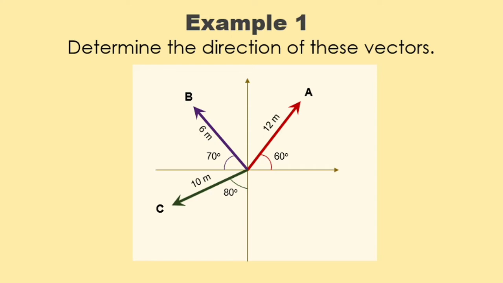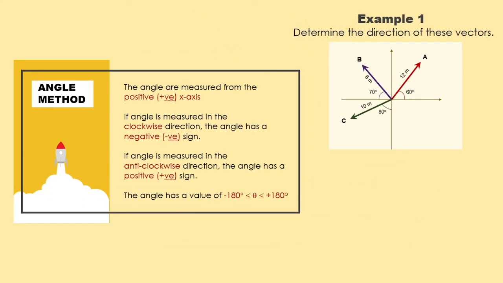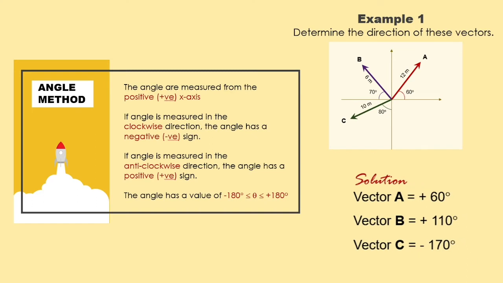Let us solve example 1. Determine the direction of this vector. Please try to apply the rules on the left box and you will get the solution for this example. The answer for vector A is positive 60 degrees, B is positive 110 degrees, and vector C is negative 170 degrees.